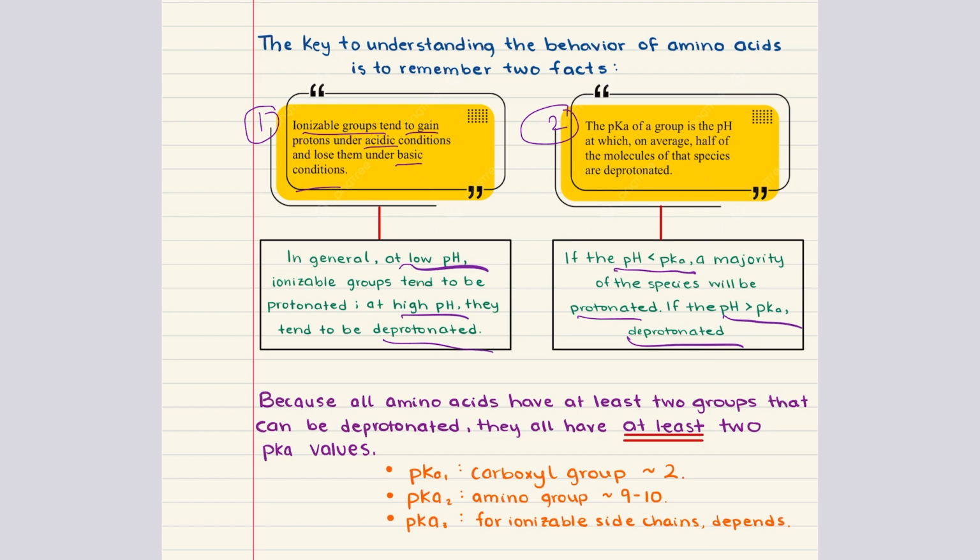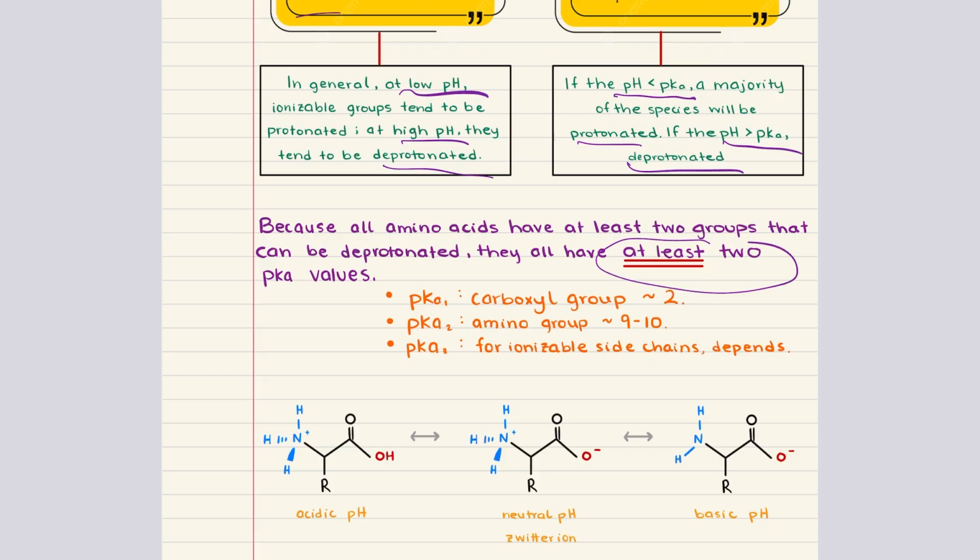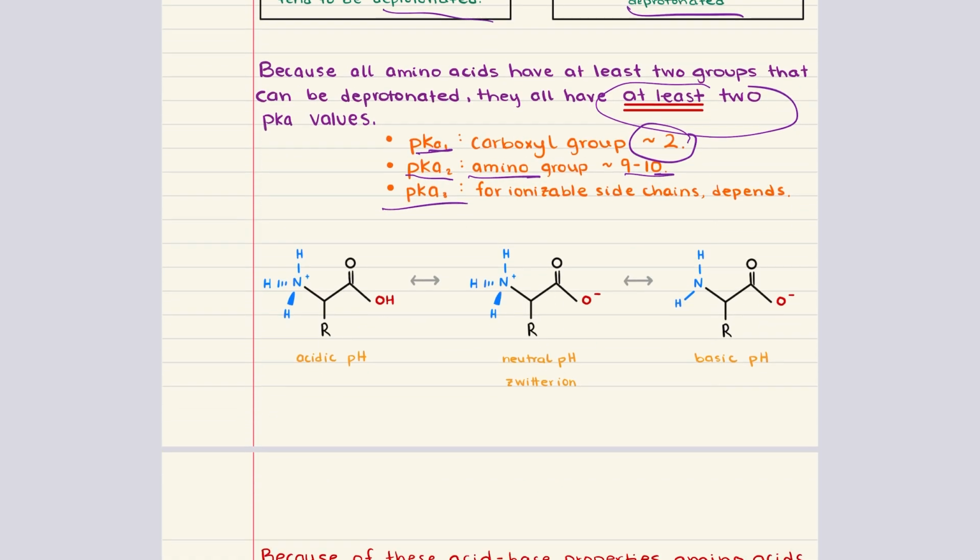Every amino acid has at least 2 groups that can gain or lose protons. Obviously, the amino group and the carboxyl group, which means they all have at least 2 pKa values. The first pKa value is usually around 2, and that corresponds to the carboxyl group. The second pKa is usually around 9 to 10, and that corresponds to the amino group. And if an amino acid has an ionizable side chain, then it can have a third pKa specific to that group. Let's apply those ideas in different pH environments.